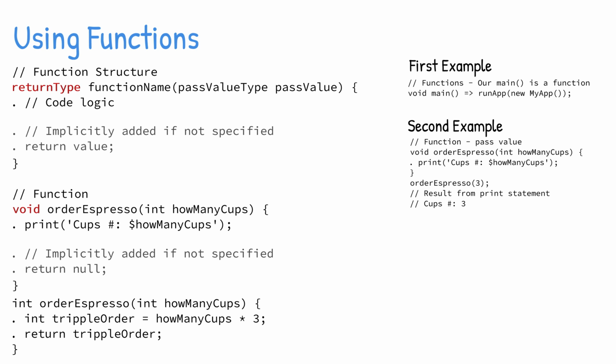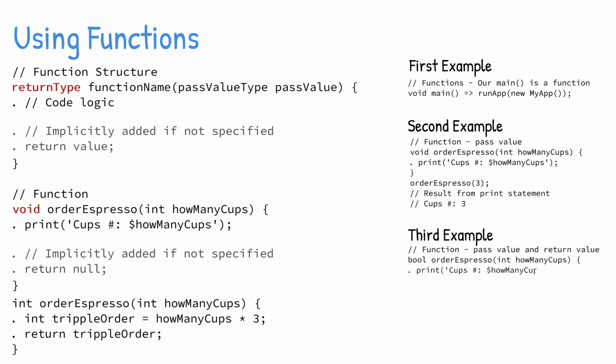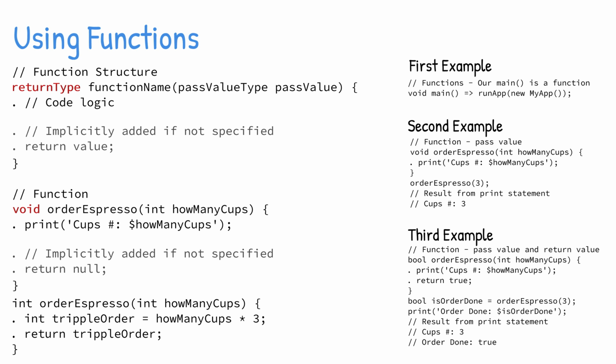The third example builds upon the second example of receiving a parameter, and returns a boolean value as a return type. Just after the function, a boolean isOrderDone variable is initialized by calling the function and passing a value of 3. Then the print statement shows the boolean value sent back by the function.